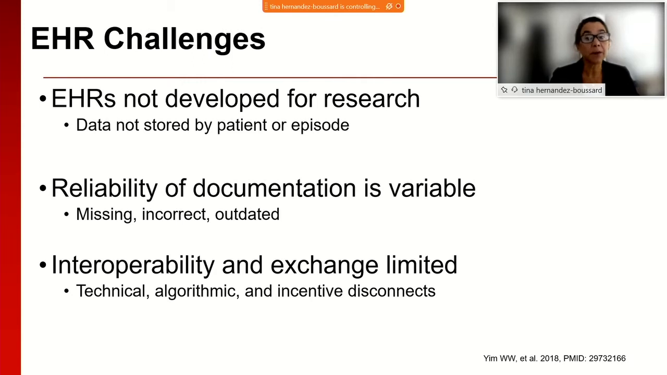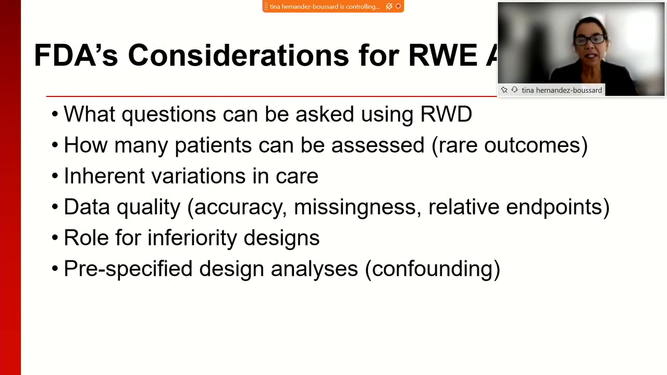Importantly, EHRs were developed for billing and not for research. Therefore, they're not organized by patient and episode. The reliability of documentation is variable. We have to deal with missing data, incorrect data, and often out-of-date data. And finally, the interoperability or exchange of information across systems is limited due to technical and algorithmic challenges as well as incentive disconnects. And so when the FDA thinks about using real-world evidence for clinical assertions, they take into account these challenges when using EHRs.